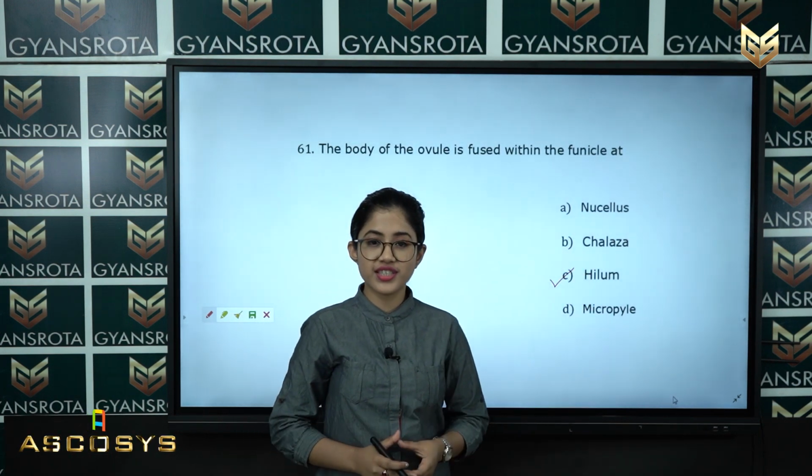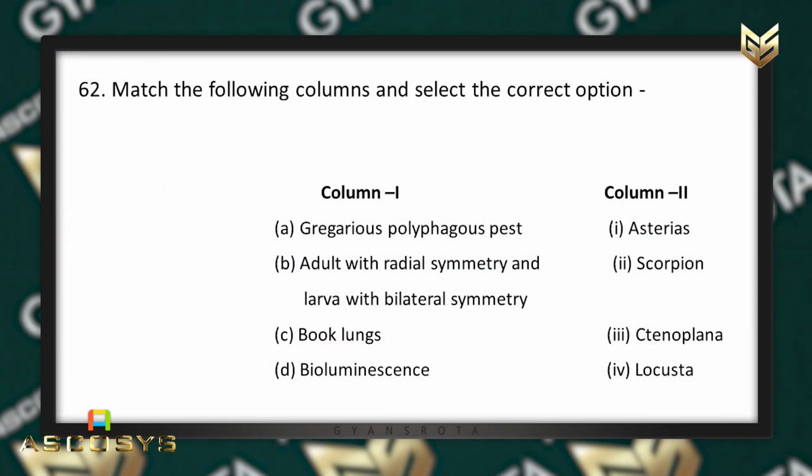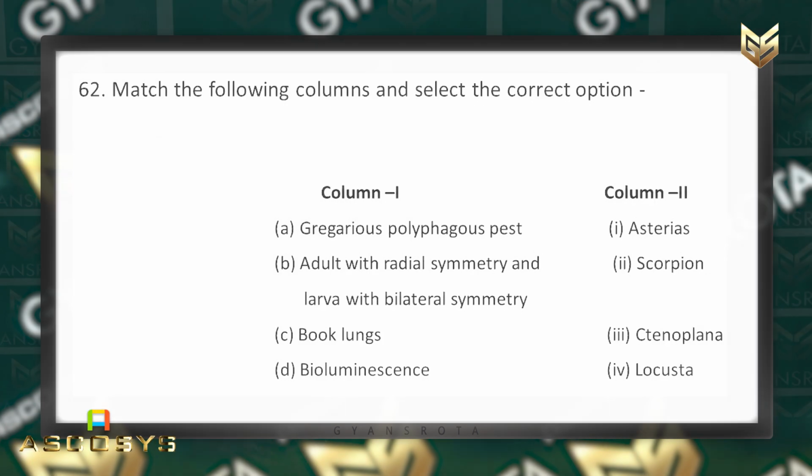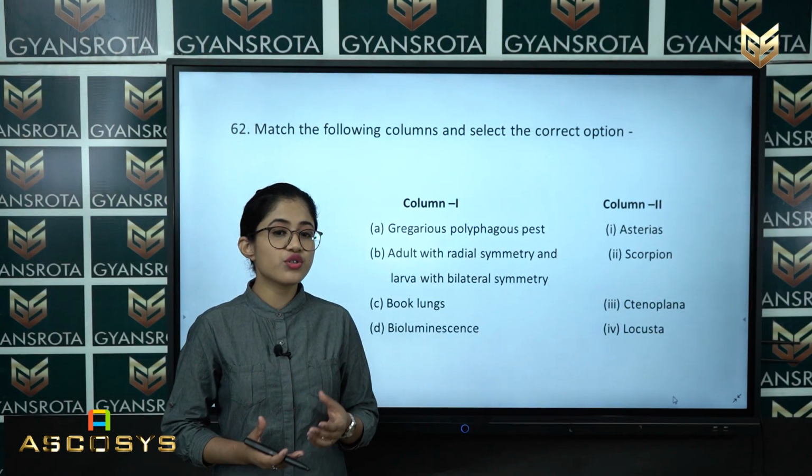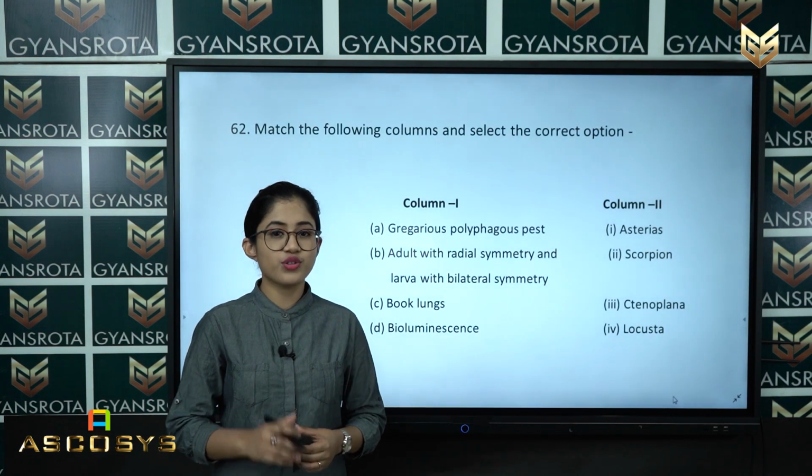Now let's see the next question, that is question number 62. Match the following columns and select the correct option. In column number 1, you can see it is written gregarious polyphagous pest, adult with radial symmetry and larva with bilateral symmetry, book lungs and bioluminescence. Next in column 2, it is written asterias, scorpion, ctenoplana and locusta. Student, this is from the chapter Animal Kingdom. So what we need to do? We need to match column 1 with column 2.